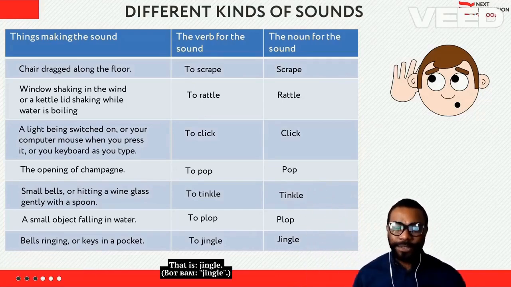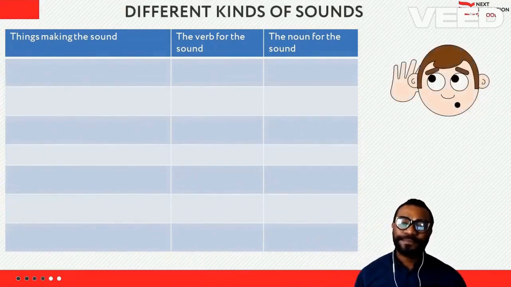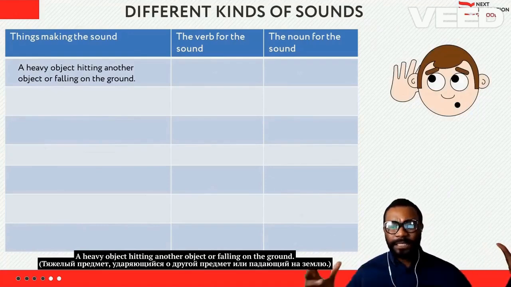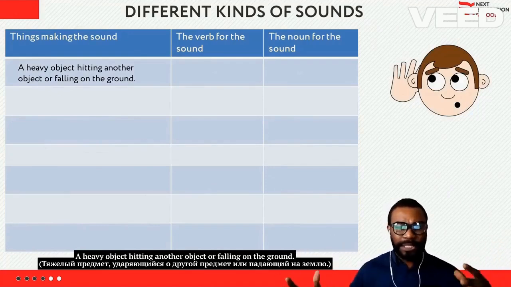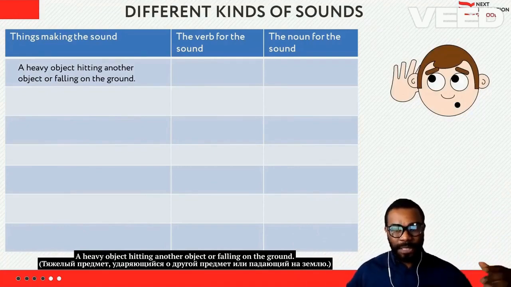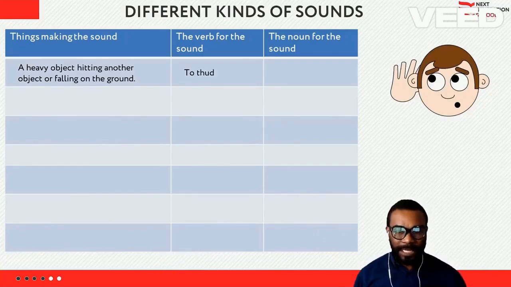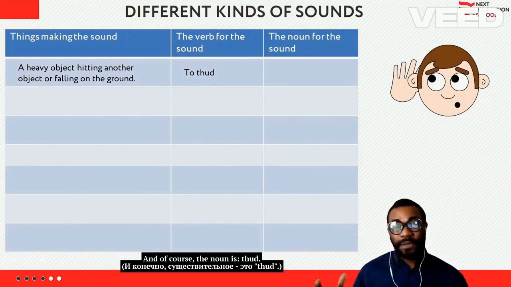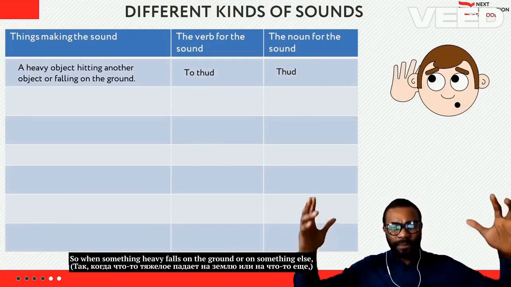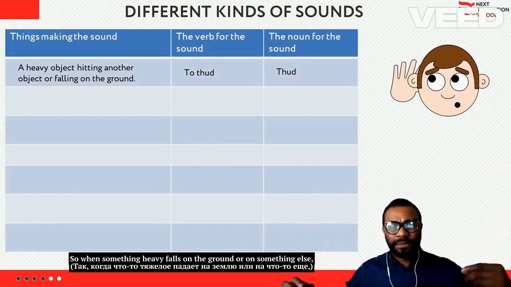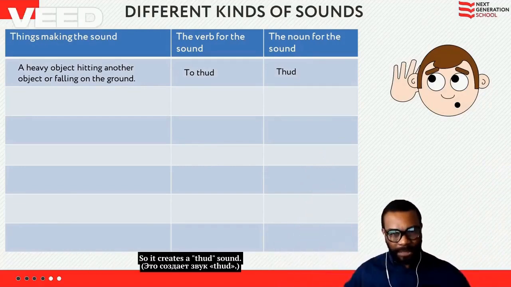That is jingle. The next one. A heavy object hitting another object or falling on the ground. So this sound is to thud, thud, thud, right? And of course the noun is thud. So when something heavy falls on the ground or on something else, it creates a thud sound.